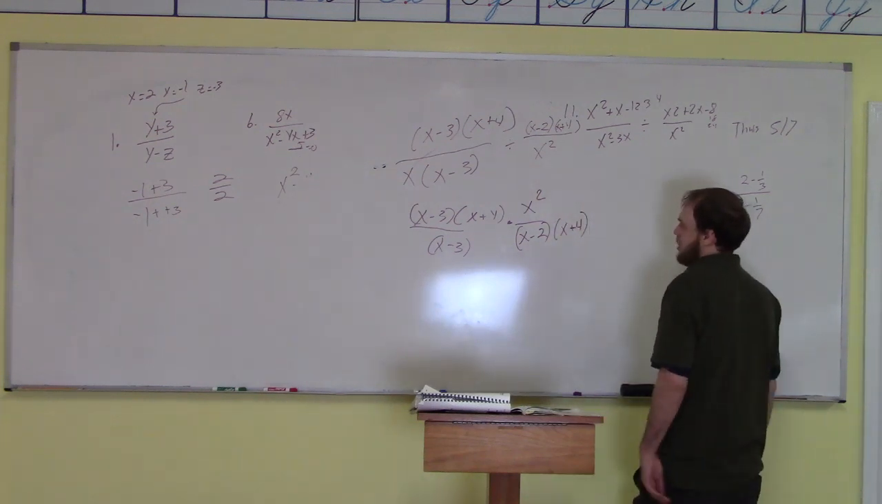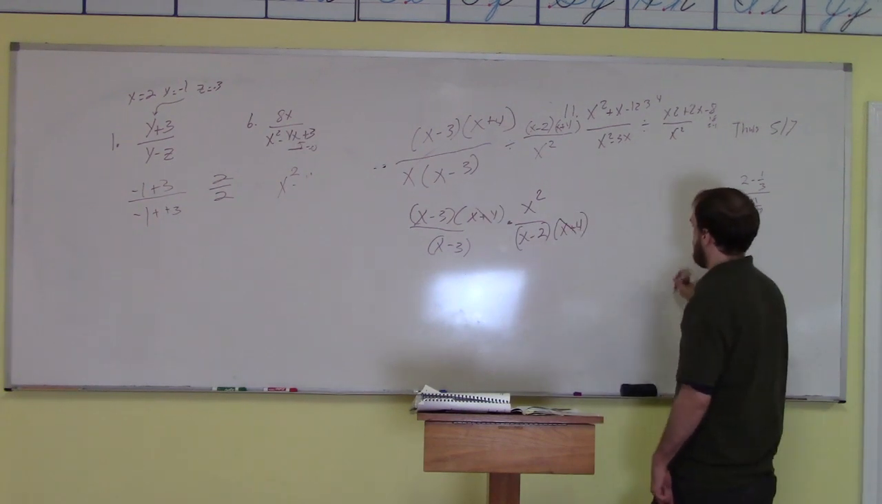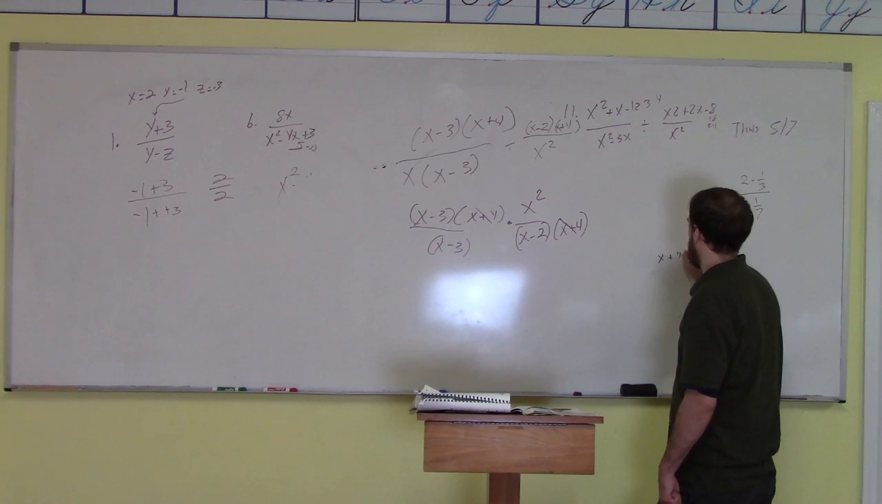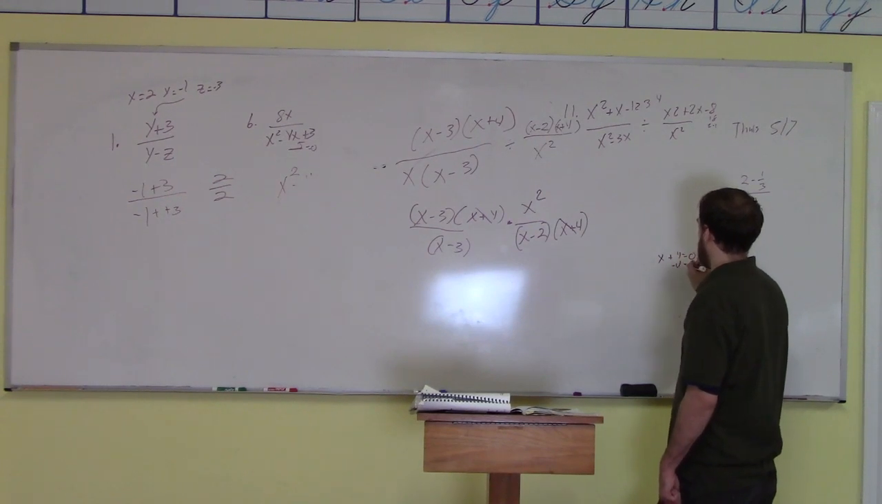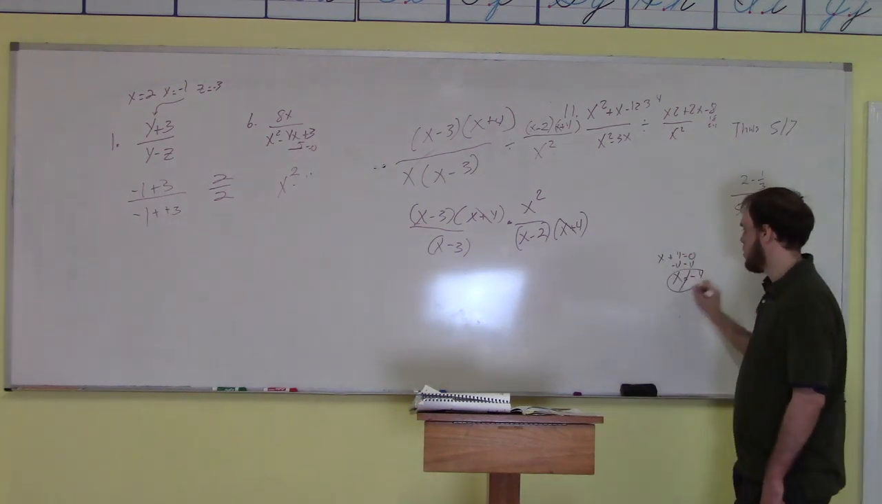Now I can look to see what cancels. I have an x plus 4 that cancels with an x plus 4. So x plus 4 equals 0, minus 4, minus 4, so x would equal negative 4. So that's what x cannot equal. That's one part of your answer.